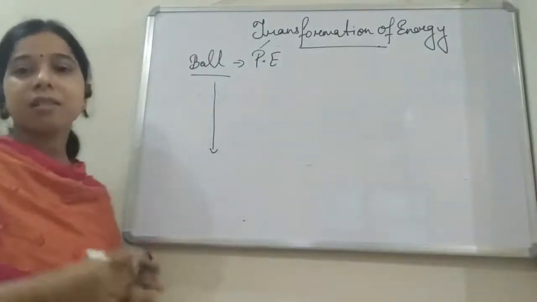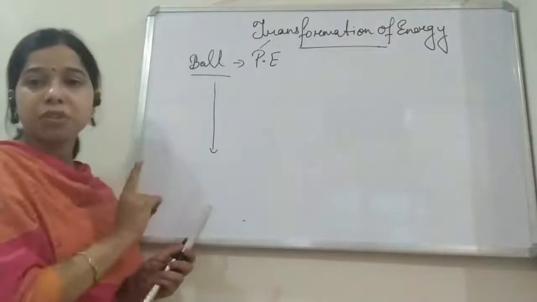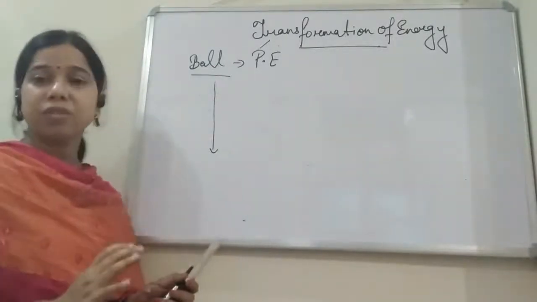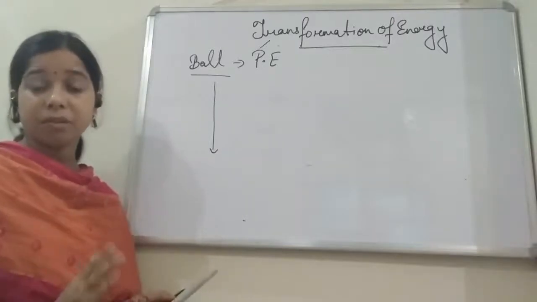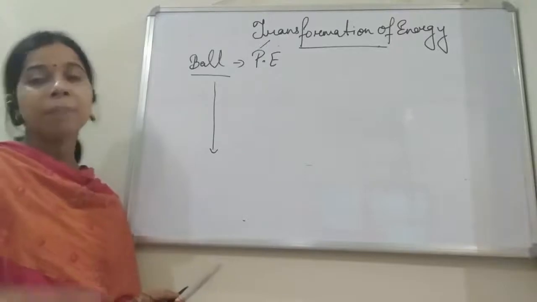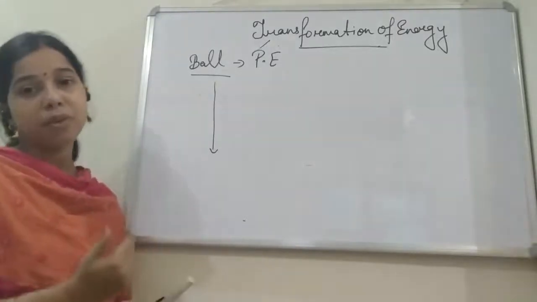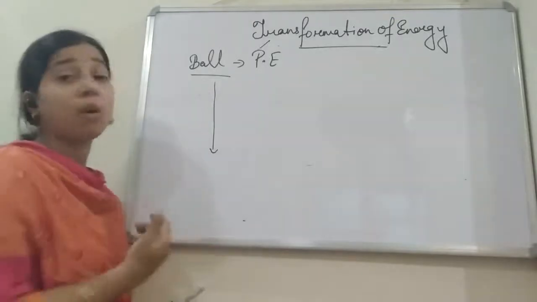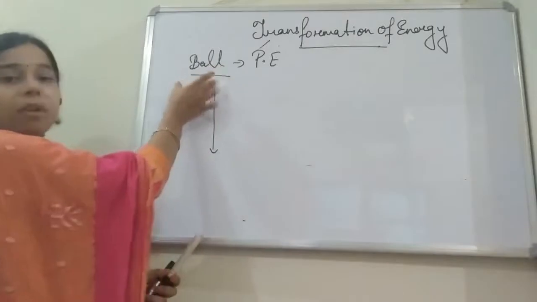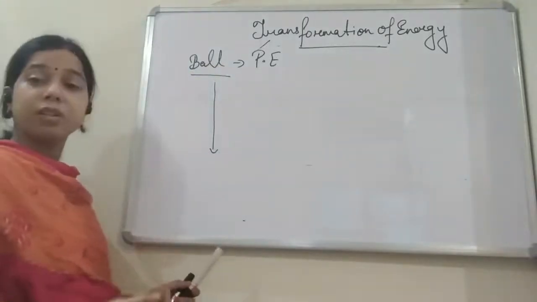As it starts coming to the ground, student, before that it was at a rest position, but since it was at a height, we say the potential energy is maximum there, because we had done some work in carrying the ball from the ground to the roof. So that work done is stored in the form of energy, and that we call potential energy. Here, when the ball was on the roof, the potential energy was maximum.